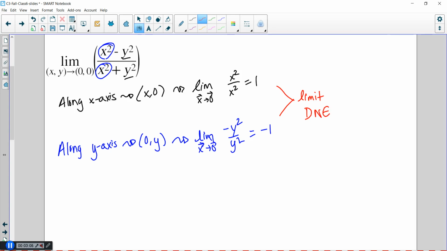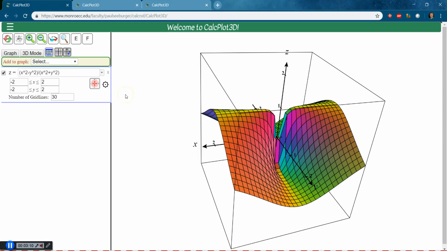And I can actually see this limit not existing in a different way. So, welcome back to our friend CalcPlot3D, right? And if I plot this function, so you can see off to the left here that I have x squared minus y squared, and I can see that as I approach along the vector, or the x-axis, right? If you're just following my cursor, it is approaching 1, and then suddenly it bloop, and then it drops down and comes back up, right?